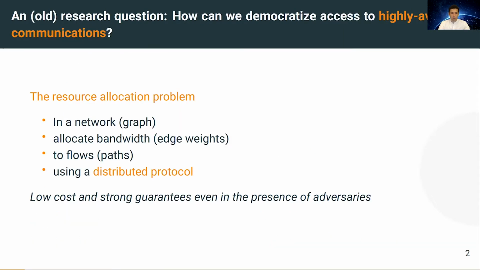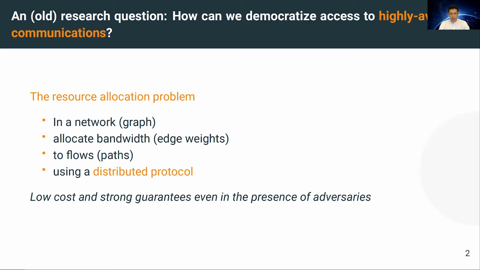This raises a fairly old research question. How can we make highly available communications cheap and convenient in distributed networks? We basically want to reproduce the convenience and guarantees of leased lines on a network by reserving bandwidth on its links. And this reservation is made only for particular flows. This leads to the resource allocation problem, which at its core is a distributed graph problem.